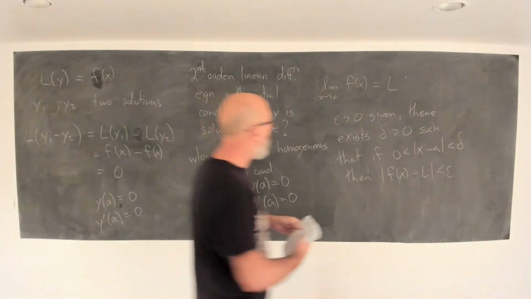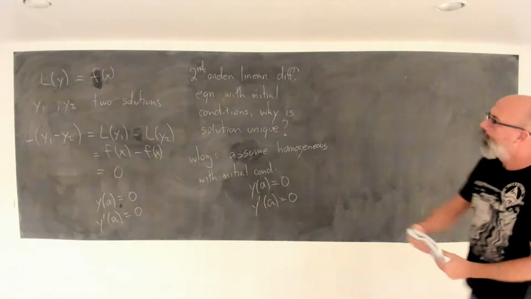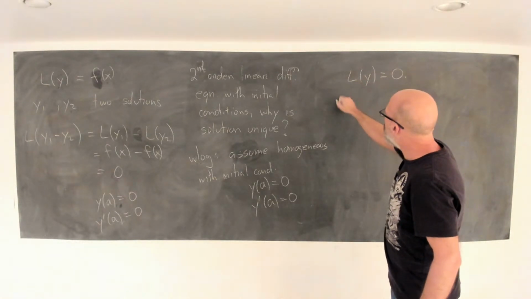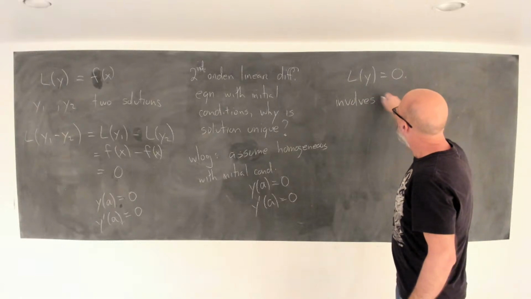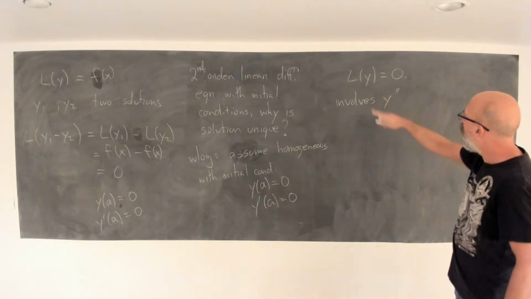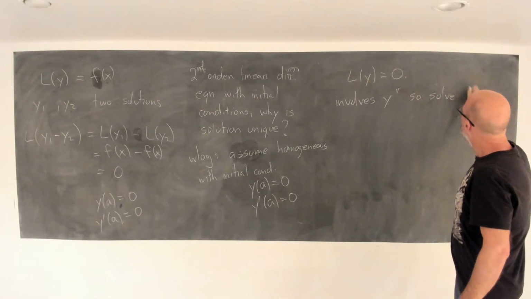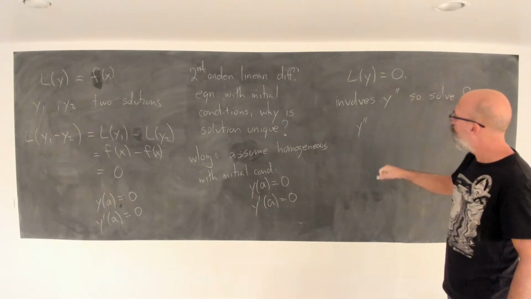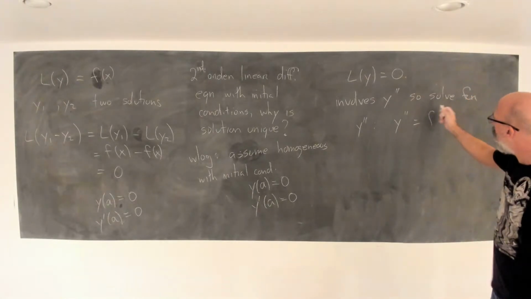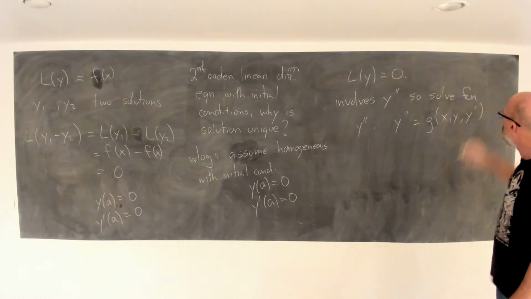So you're going to have a y double prime in there. Right? Your L of y is equal to 0 involves a y double prime. So even if it's not linear, you're still fine. It involves a y double prime, so solve for y double prime. You get y double prime equals some function of x, y, and maybe y prime.